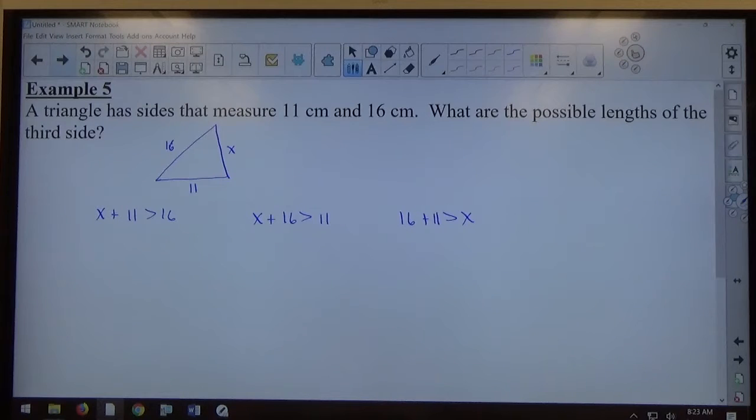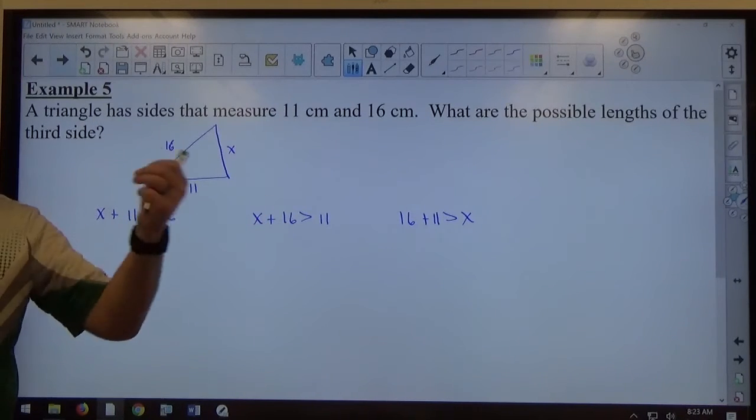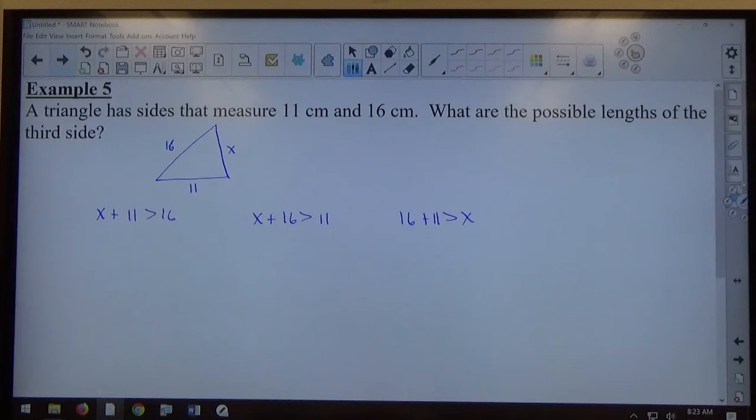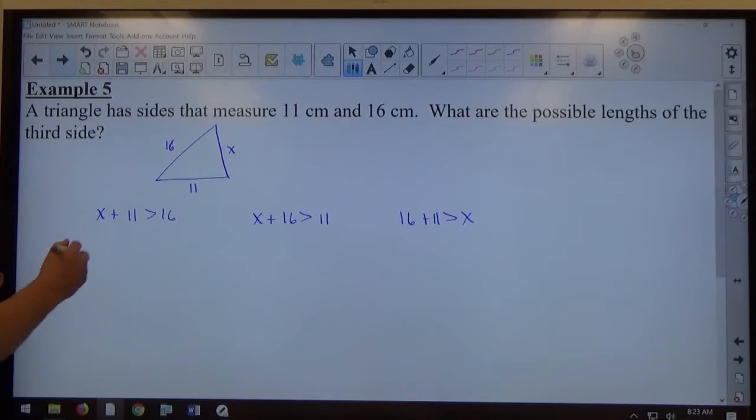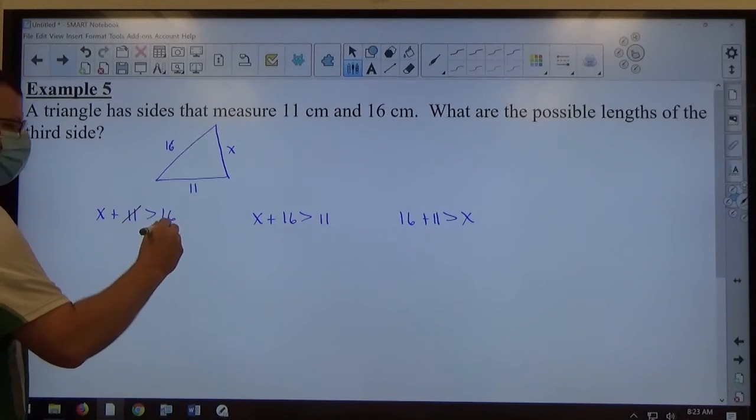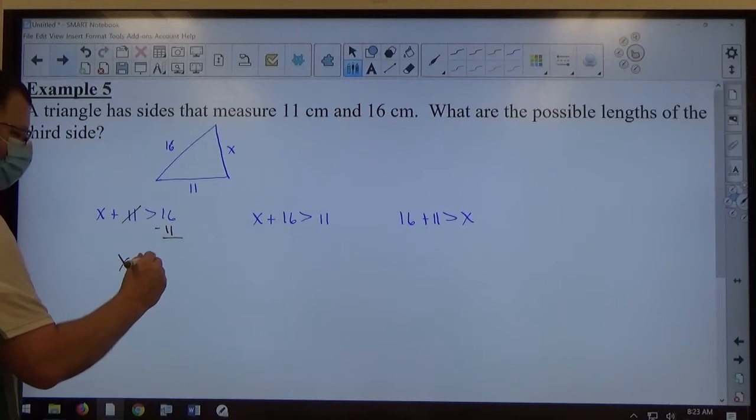And we're going to solve these for x in order to create a compound inequality to describe the range x can be. Basically, we're going to find x can be bigger than this number, smaller than that number, so it's going to be between two numbers. If I solve each of these individually, the first one, if x plus 11 is greater than 16, I'm simply going to move the 11 over. That gives me x is greater than 5.